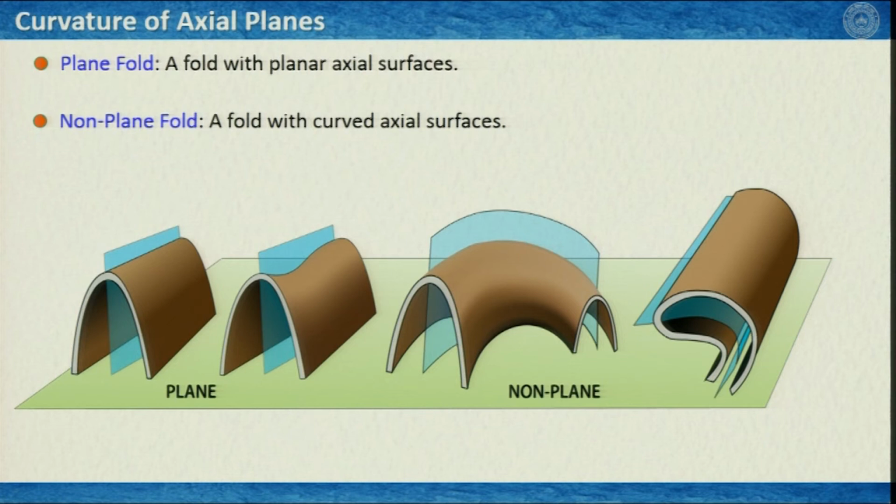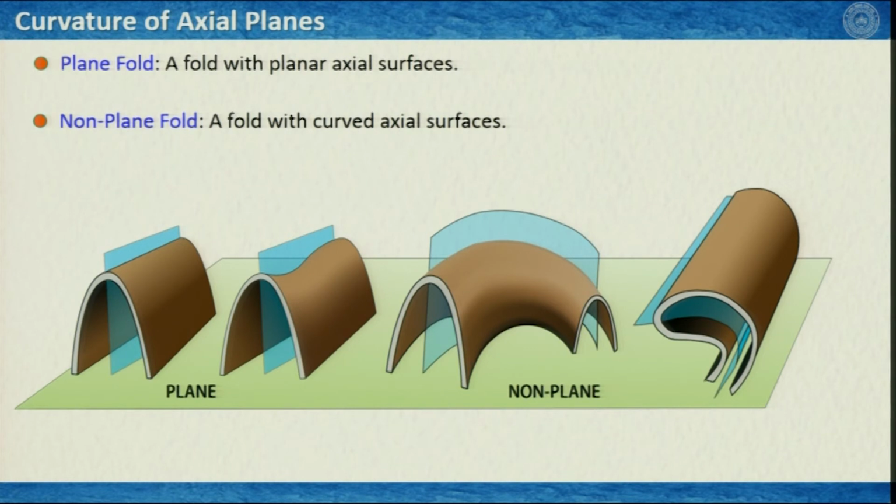Now, we will see how we can classify the folds based on the curvature of the axial planes. Again, so far all these illustrations we have defined axial planes or axial surfaces, all of them were straight, and this time we are going to see if the axial planes could be curved or not. So, if the axial plane is straight or axial surface is planar, then we term it as plane fold, and if the axial surfaces are curved, then we term it as non-plane fold.